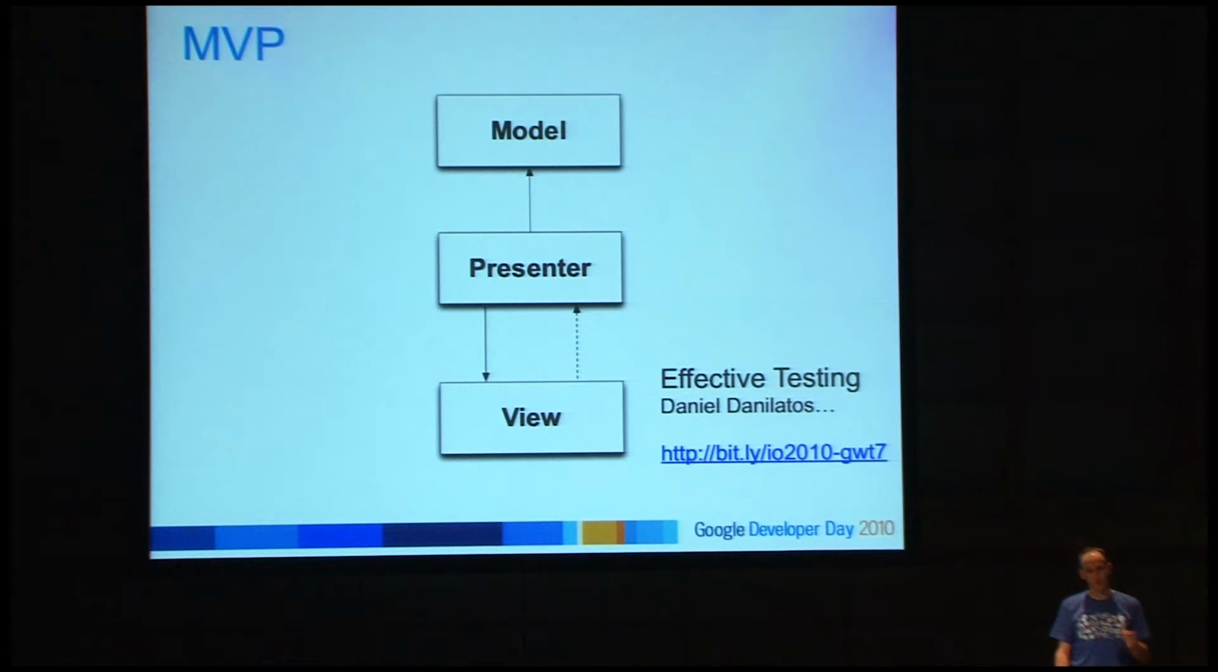So Model View Presenter. The model is, of course, represented by DTOs, data transfer objects. These are similar to Java beans. They just have a few properties, very simple containers for entities.